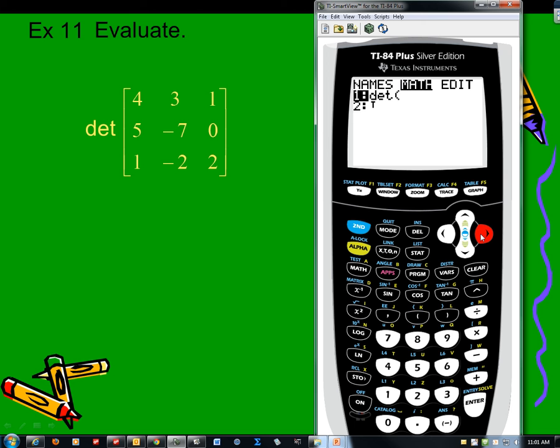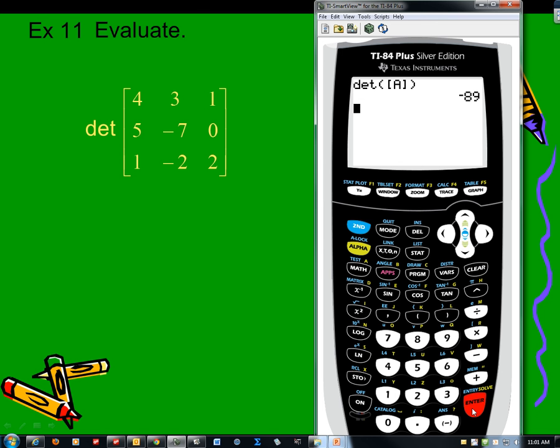Which one do you suppose it is? Number 1, determinant. Now all I have to do, what do you think I do? Second. Yeah, good. I'm just going to put matrix A inside the parentheses. I'm taking the determinant of A. So second, matrix A, close the parentheses, hit enter. There it is. How about that?